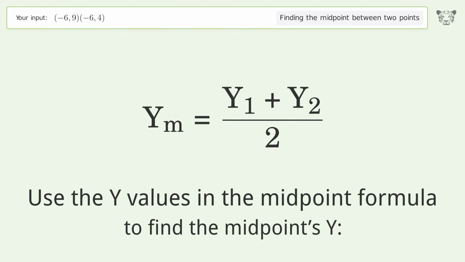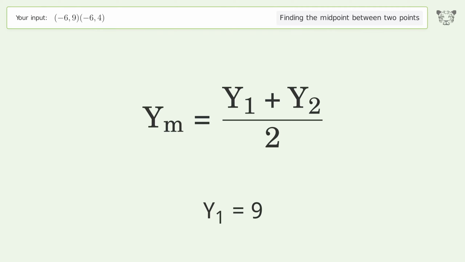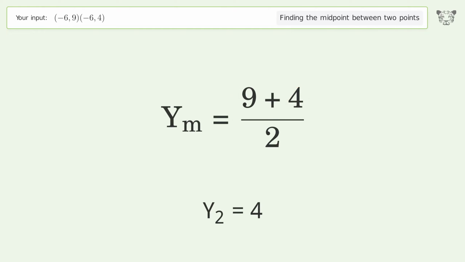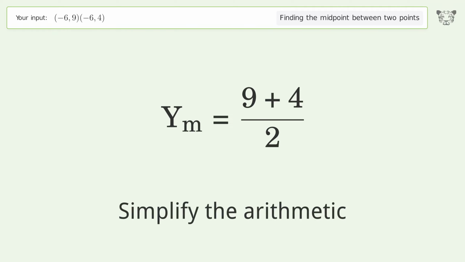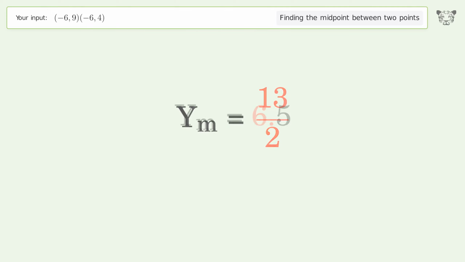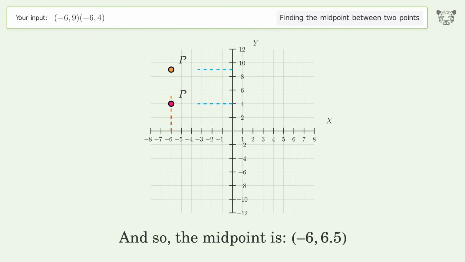Use the y values in the midpoint formula to find the midpoint's y. y1 equals 9. y2 equals 4. Simplify the arithmetic. And so, the midpoint is -6, 6.5.